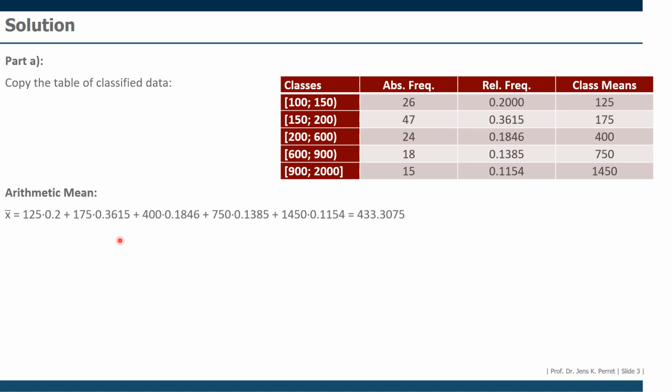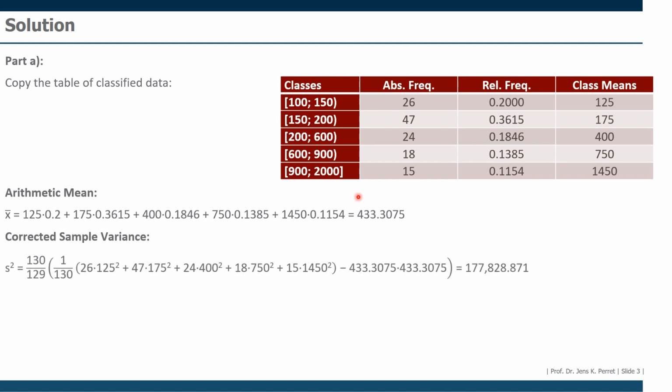Those are my class means, and I'm going to multiply them with the relative frequencies. That's those values here. Doing this for all classes and summing this up in the end. So finally, I get an arithmetic mean of 433.3075. This one I'm going to need in my next step when I'm going for the corrected sample variance.